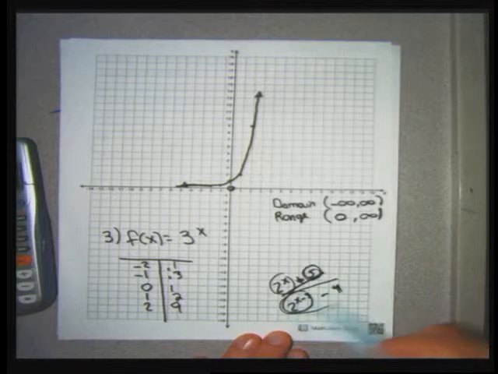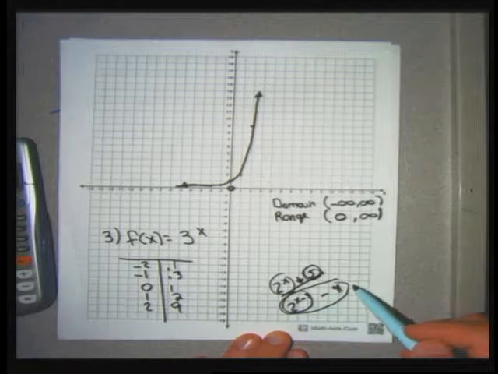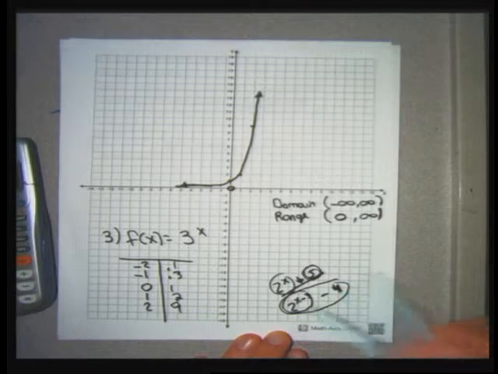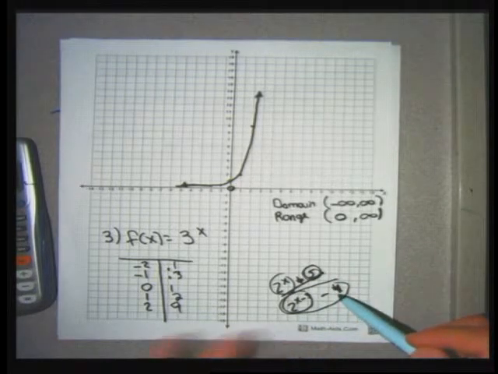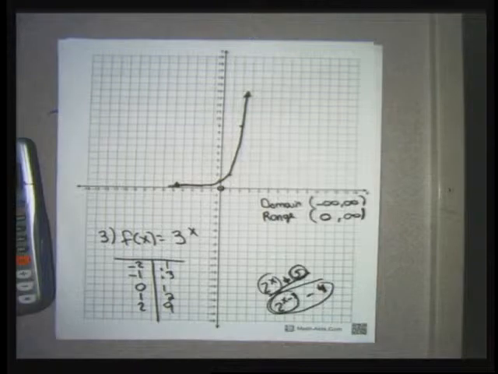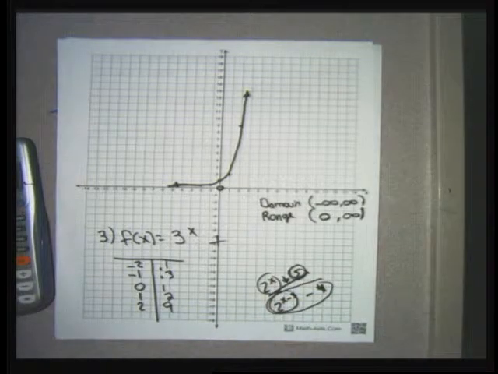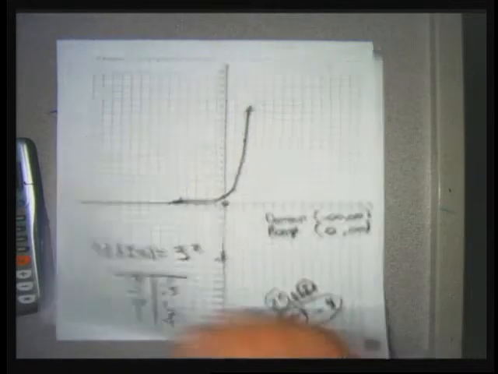And this function, 2 to the x minus 3 minus 4, what makes it range not 0 to infinity is this minus 4 that's not part of the exponent. That actually is going to make the range from minus 4 to infinity. And if I don't see a number after the exponential part, the range is going to be 0 to infinity.